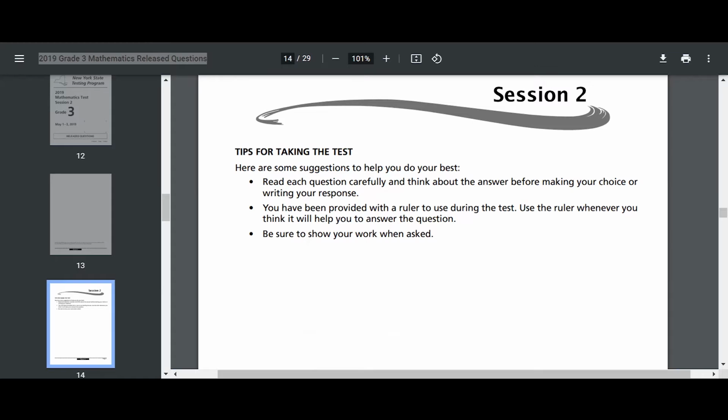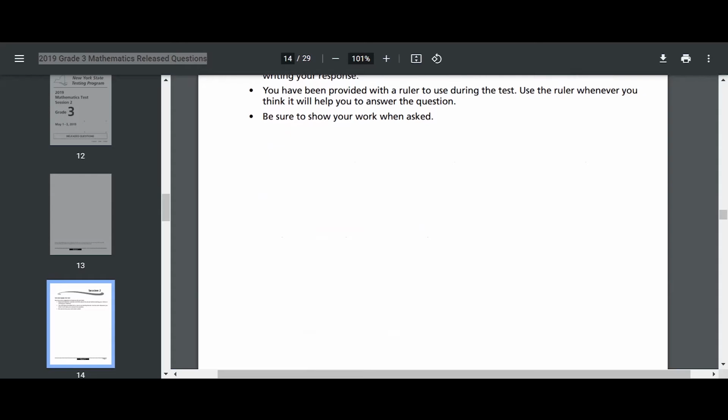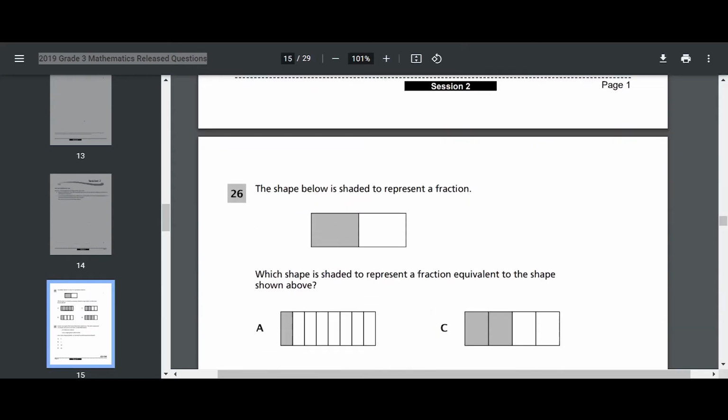Rule of thumb, always show your work whether you are asked or not, because showing your work will make you see clearly how you solve the problem, as well as how to check yourself to make sure that what you solve is actually correct. Let's continue on down the screen.